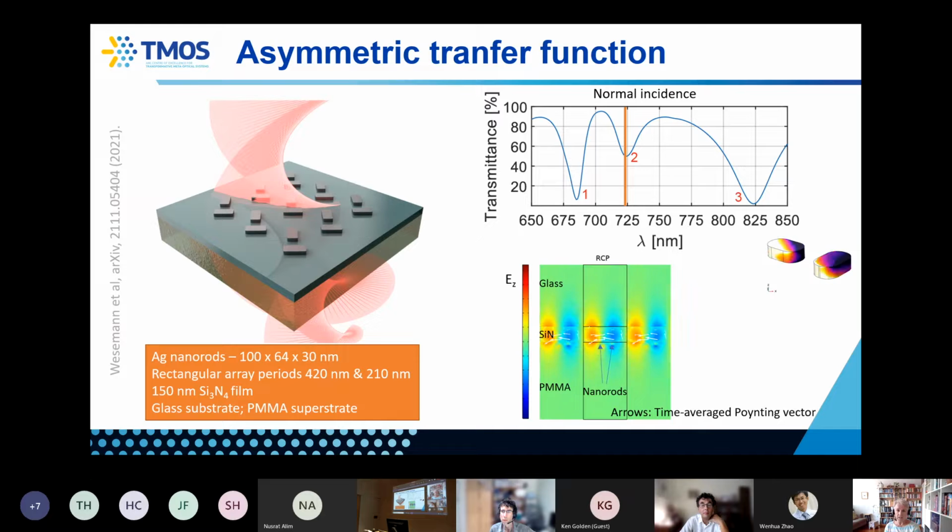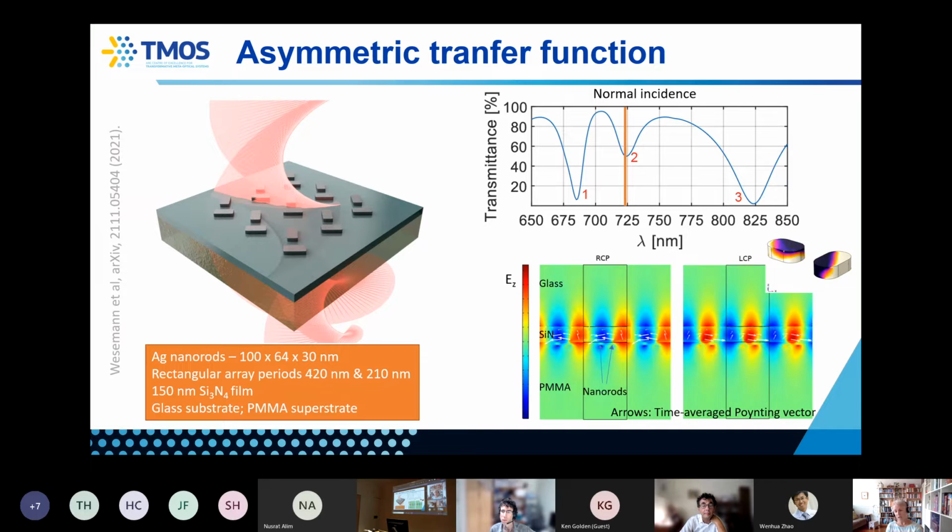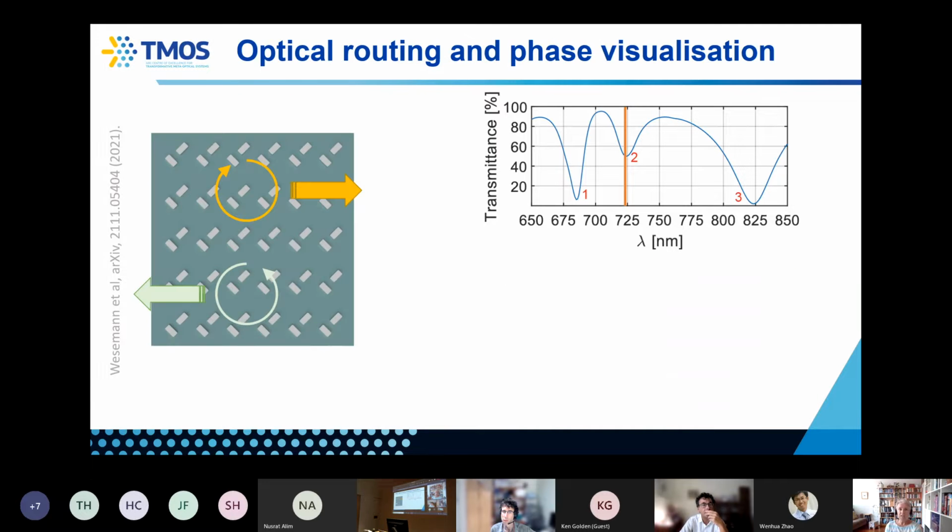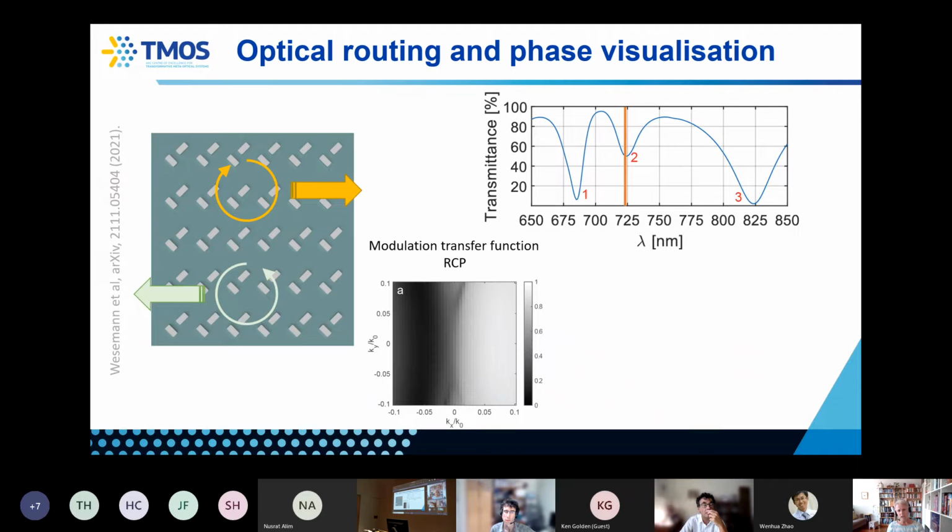If we reverse the helicity of the incident light, you can see that the light is propagating in the waveguide in the opposite direction. So this has this asymmetry, and that is further evidenced by looking at the modulation transfer function, which is effectively the square root of the transmission as a function of spatial frequency. Here you can see that although the response to the Y component of spatial frequencies is quite weak, there is clearly this asymmetry in the X component, this horizontal component here. So again, we do have an inherently asymmetric transfer function.